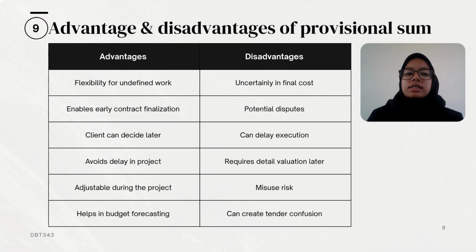Fourth, it requires detailed valuation. Engineers or quantity surveyors must assess and approve the actual value during execution, which can be time consuming. Fifth, misuse risk. If not managed properly, provisional sums can be used to hide extra costs or cause budget overrun. Lastly, it can create tender confusion. Some contractors may interpret the provisional sum differently, affecting tender comparisons.